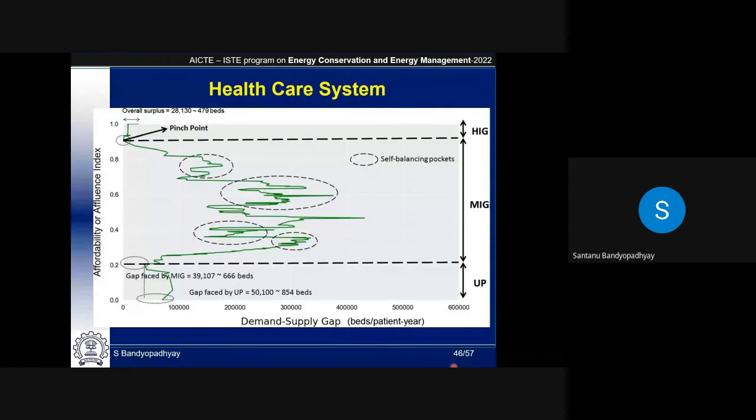It has been used to plan for healthcare systems. This kind of representation is known as a grand composite curve in heat analysis, or heat integration, or heat pinch analysis. You can find out a pinch point. This is the affordability or affluence index in Kolkata that has been taken, and it has been found out what is happening there and how many beds are missing. This was done before COVID, based on data available from government sites.